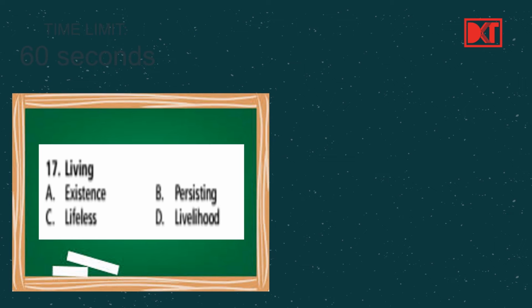Okay, the next word is living. The options are A, existence, B, persisting, C, lifeless, D, livelihood. The antonym of living is lifeless. This is pretty easy. Living and lifeless.